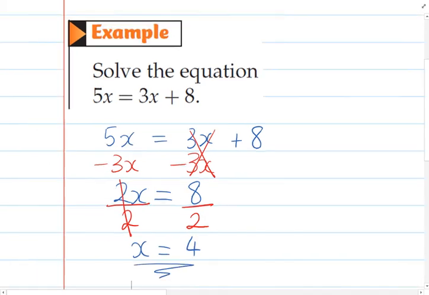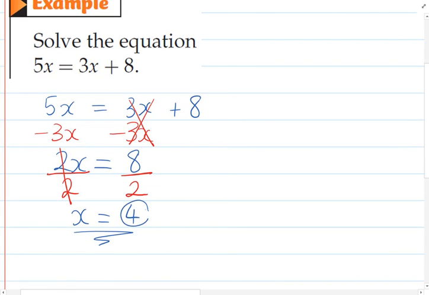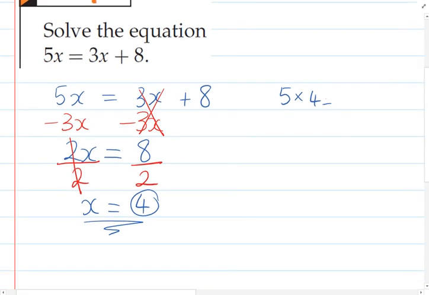Now if we wanted to check that our answer was correct, we could put 4 back into here instead of x and see what we get. So let's try that. So I'm going to have 5 times, and instead of x, I'm going to write 4. And that equals 20. And the other side, which was 3x plus 8, so I'm going to have 3 times 4 plus 8, and if I put that in my calculator I also get 20, and so I can see that both sides are equal to one another, so my answer is correct as well.